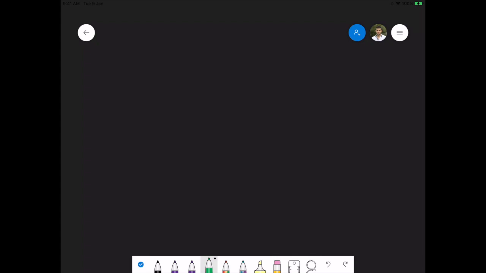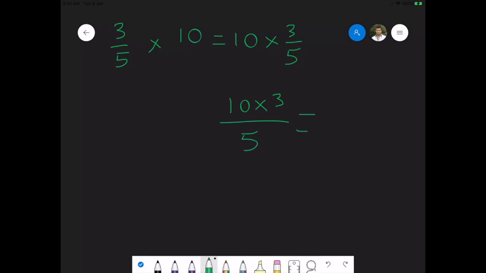Let's look at a different example. If I have 3/5 of 10, and I want to solve this without using a model, I know that is equal to 10 of 3/5, which means I have 3/5 repeated 10 times. So I can rewrite my equation like this, and I know 10 times 3 equals 30, divided by 5 equals 6.